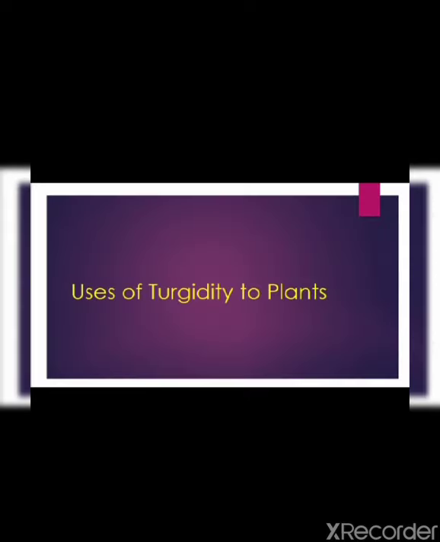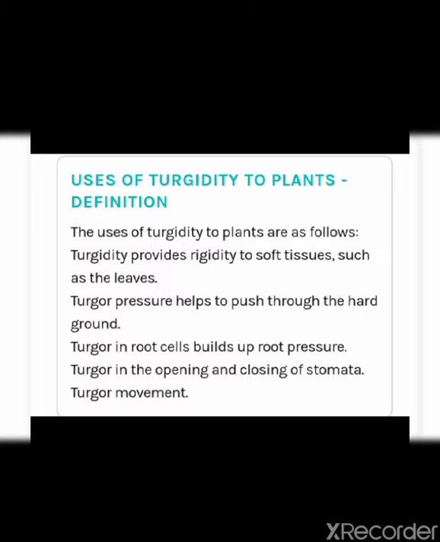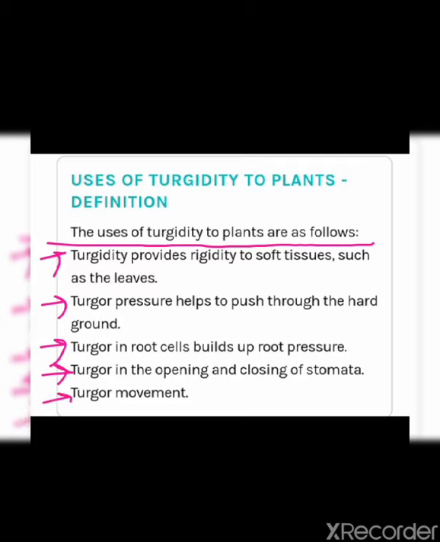Uses of turgidity to plants. The uses of turgidity to plants are as follows. First one, turgidity provides rigidity to soft tissues such as the leaves. Second, turgor pressure helps to push through the hard ground. Next, turgor in root cells builds up root pressure. Fourth, turgor in the opening and closing of stomata. And the fifth one, turgor movement. Now we will discuss one by one.